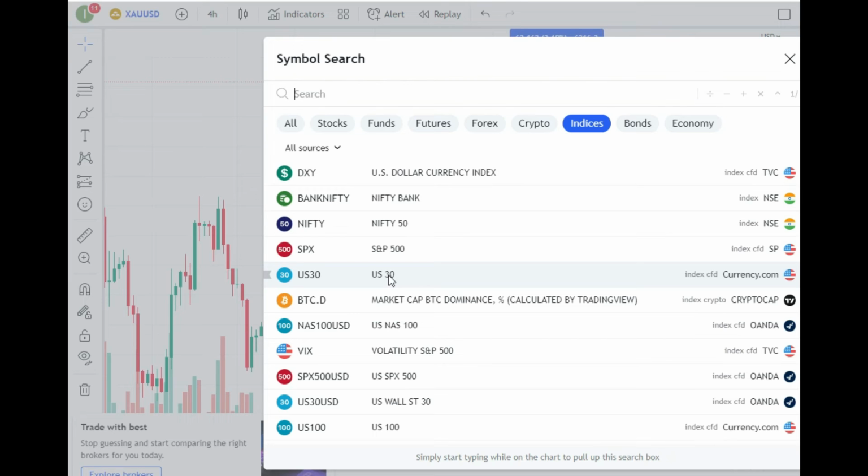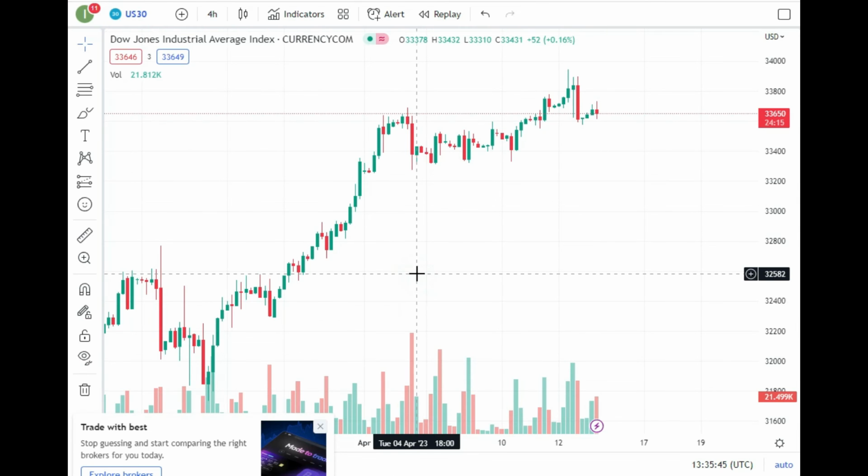And right now for US 30 or the Dow index, it is taken from currency.com. You can see here. For example, for the NAS 100 index, you can see Oanda brokerage company. So you always need to check here, when you pick some asset on TradingView, which brokerage company it is. So right now we have US 30, and we can watch this chart.